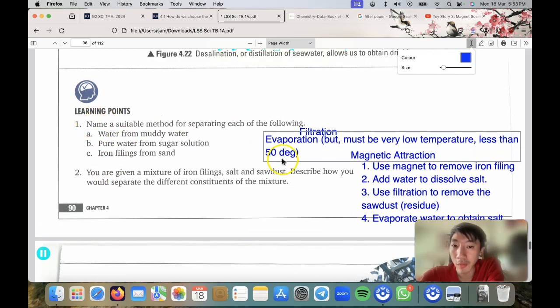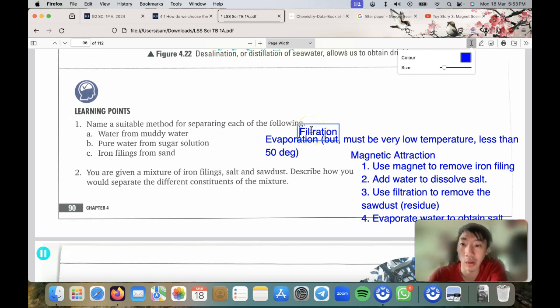Okay, so we have 3 different scenarios: water and muddy water. How will we get this? How do we separate the muddy water and the water? Right? The easiest way, of course, would be to use filtration, because you can just filter out the muddy water. You don't even have to have a heat source. You don't need to light a fire or anything. You just need to filter away the mud from the water.